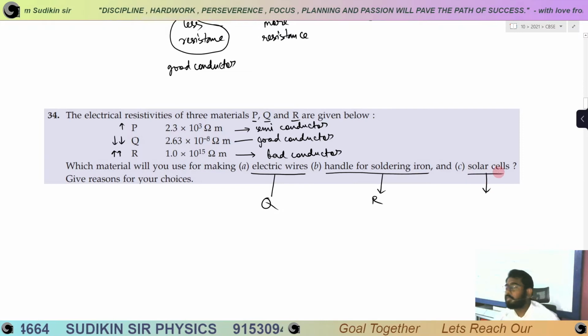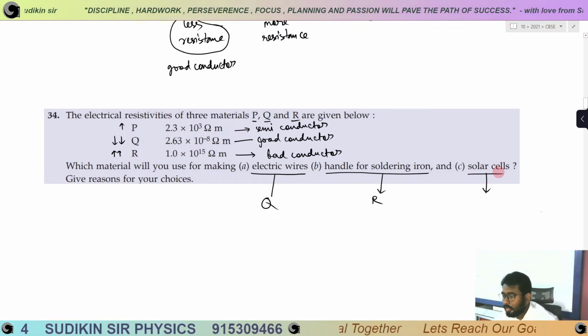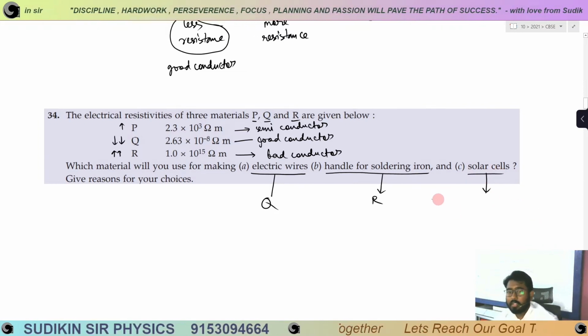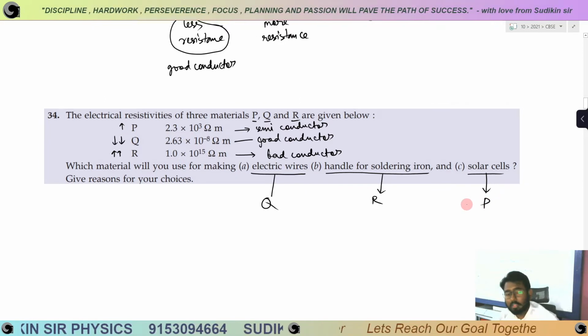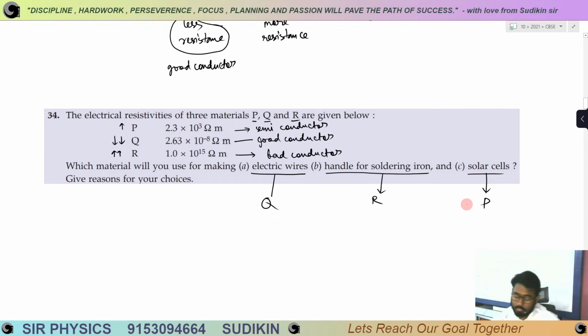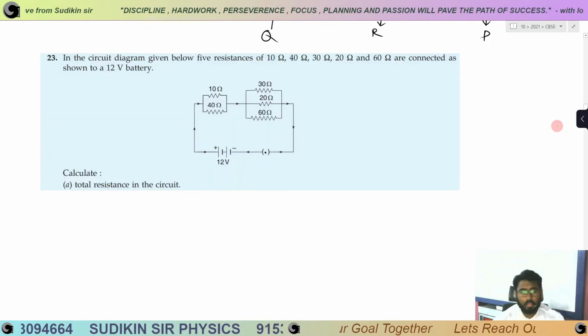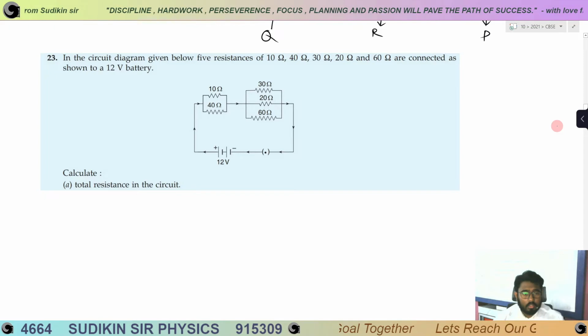Now solar cells are made up of semiconductor materials, right? So if it is made up of semiconductor materials, then this one will be P. Are we clear? Okay. Can you give the reasons on your own? Okay, very good.